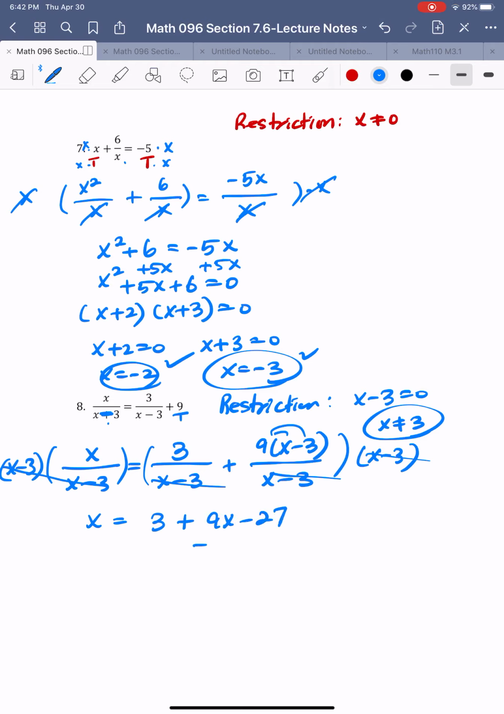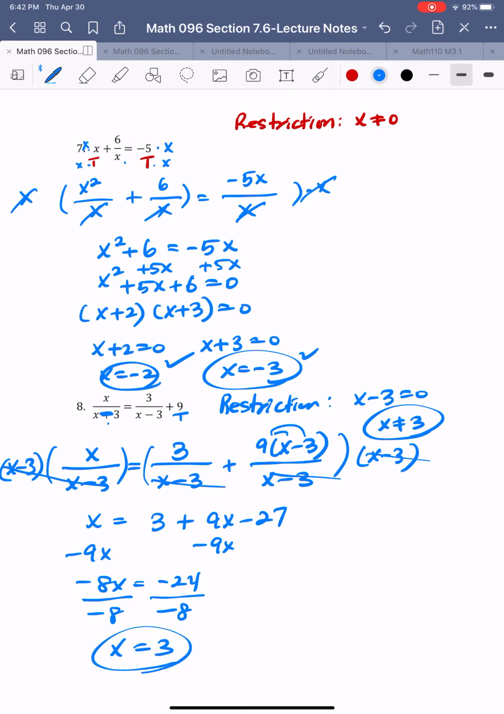So you subtract 9x from both sides, which gives negative 8x equals negative 24. Divide by negative 8, and then x equals 3. But on the restriction, x cannot be 3. So even though we found 3 as a solution, we can't use it. So we have to say no solution for this case, okay?